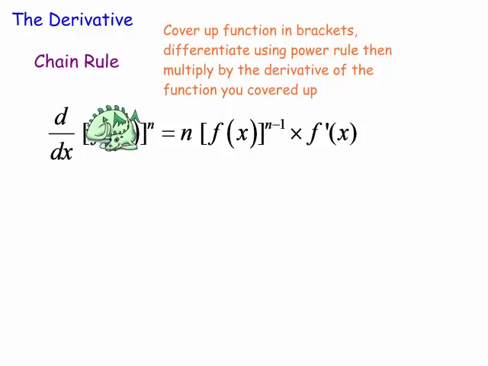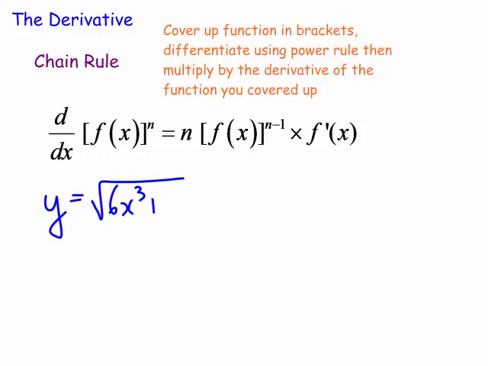And what's underneath the dragon? Well, what's underneath the dragon is in fact the derivative of the original function, so we have to multiply by f dash x. Let's apply this to a particular problem. Let's try y is equal to the square root of 6x cubed plus 7. So what will we do here?